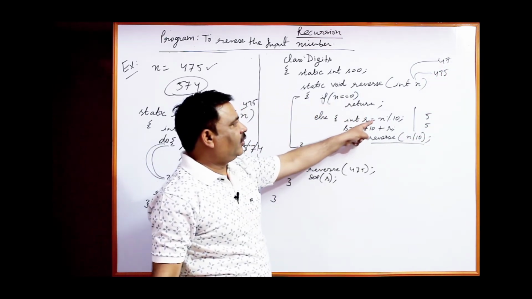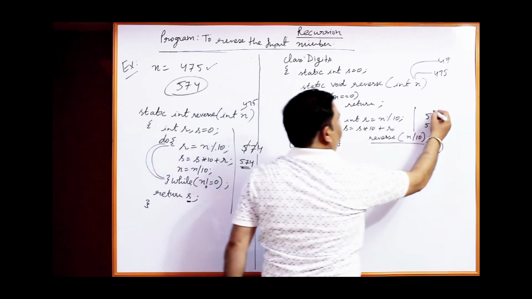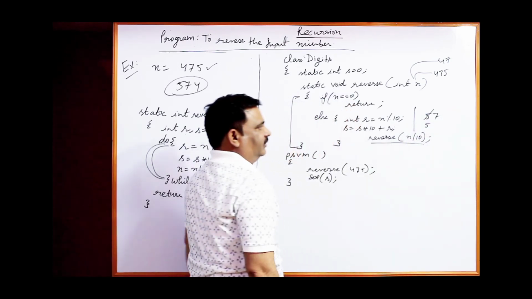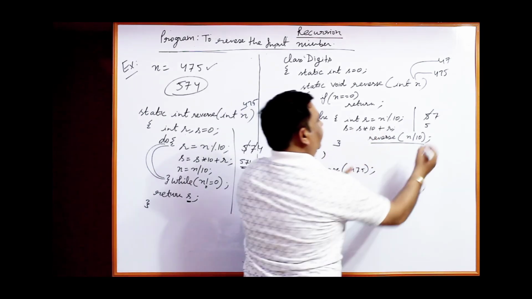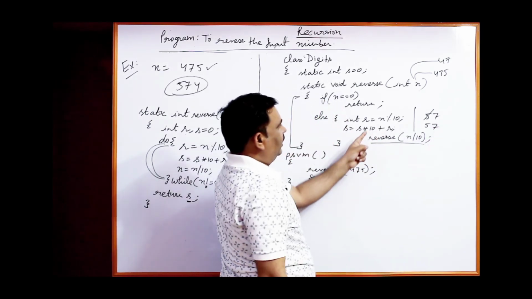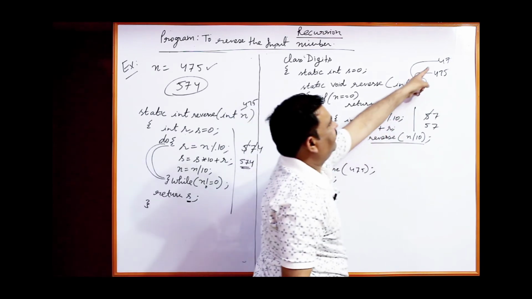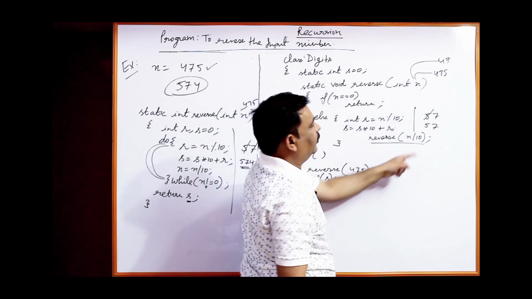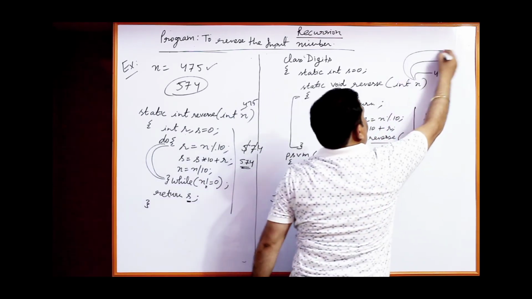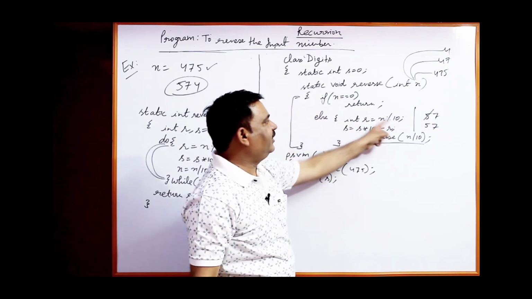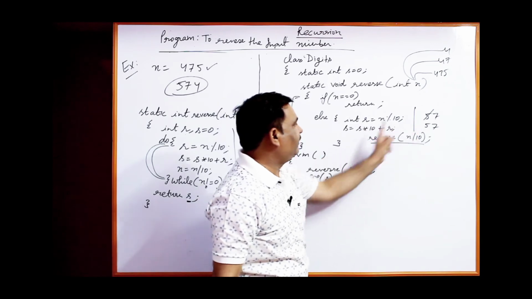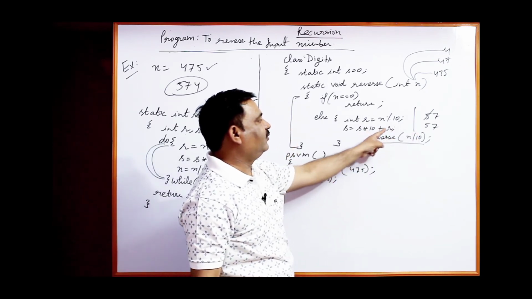Get the remainder. 47 modulus 10, 7. Next remainder. S was 5, 5 into 10, 50 plus 7, 57. And n was 47, 47 divided by 10, 4. The next function call will be with 4. And it's not 0. So remainder, 4 modulus 10, 4. S was 57, 57 into 10, 570 plus 4, 574.